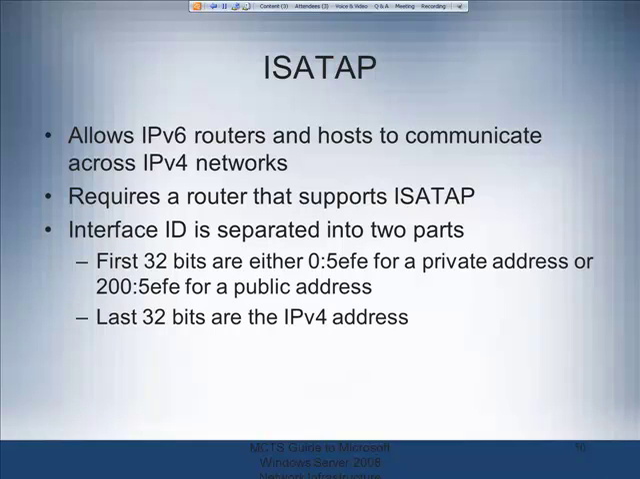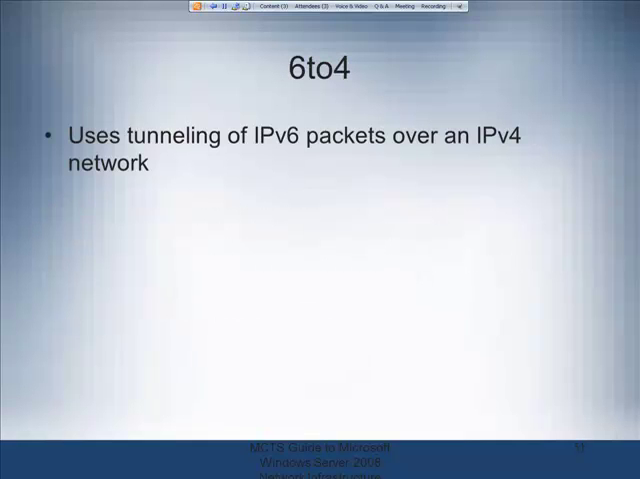The interface ID, the first 32 bits are either 0:5EFE for a private address, or 200:5EFE for the public addresses. The last 32 bits are the IPv4 addresses. They incorporate the IPv4 address in a lot of these auto-generated addresses. I guess that actually gives them some form of uniqueness.